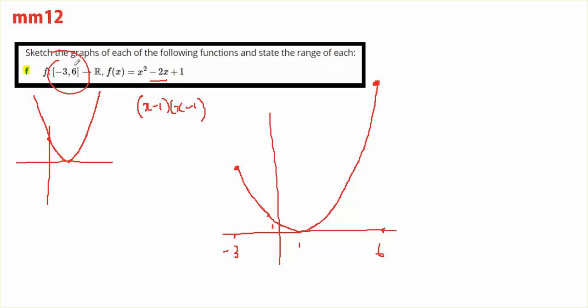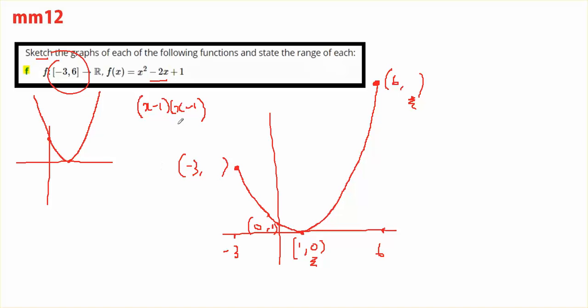Now, because I've been asked to sketch it, I'm going to put this point as being (-3, something), and this as being (6, something), and that's (1, 0), and that's (0, 1), because I need to label the axial intercepts. This value here actually won't influence the range at all, because I know my range goes from 0 all the way up to this value. Okay, so how do I find those endpoints?